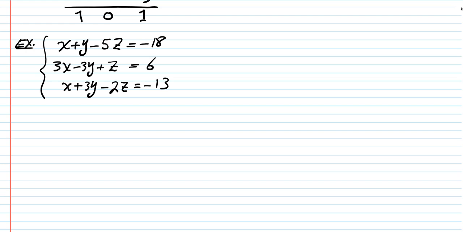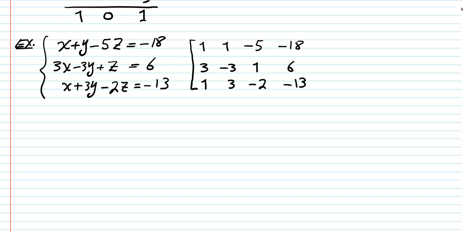That means I need to go to row echelon form. First of all, I need to write the augmented matrix. Remember, make sure the numbers are on the right side of the equal sign to write the augmented matrix correctly. So that's 1, 1, -5, -18. And then I have 3, -3, 1, 6. Then 1, 3, -2, -13.